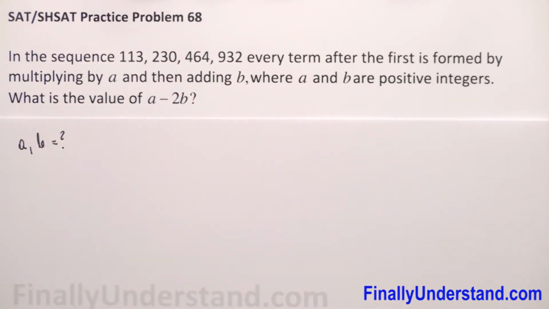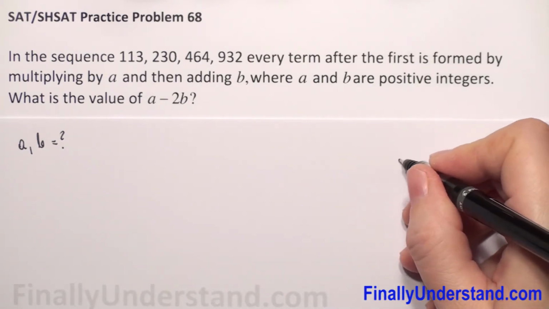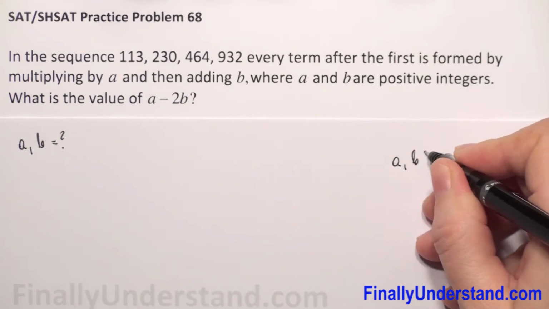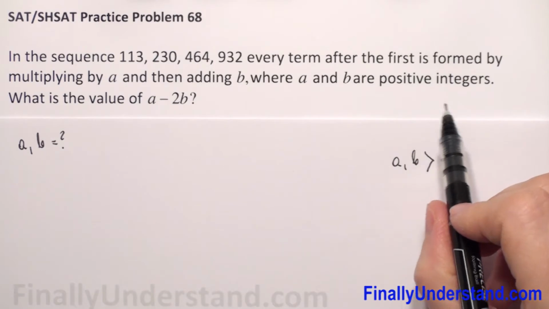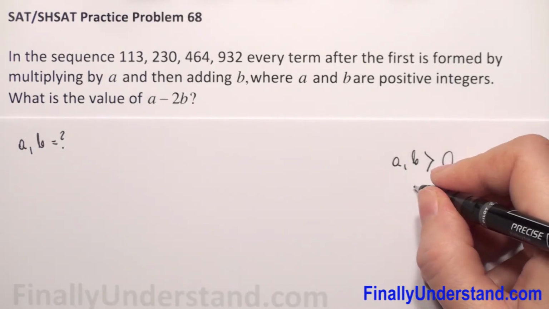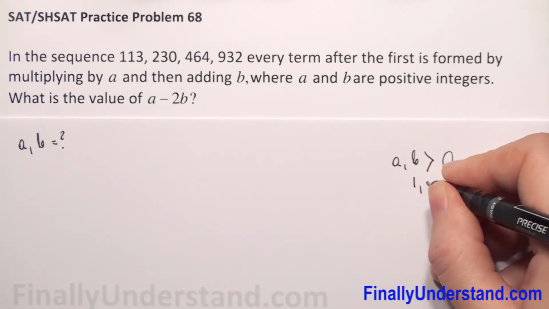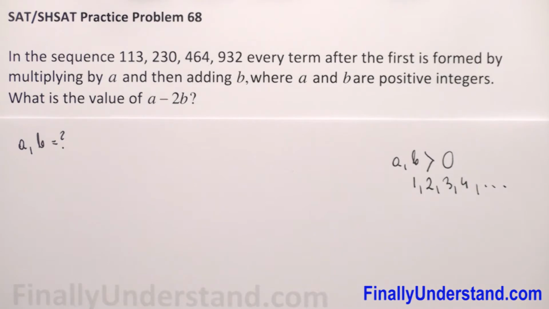So let's see what we have been given. We have that a and b are positive integers. So let me write this: a and b must be greater than 0, and they are positive integers, so we know they will be numbers from 1, 2, 3, 4, and so on. Next, every term after the first is formed by multiplying by a.